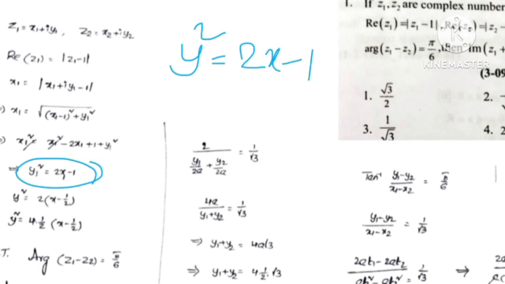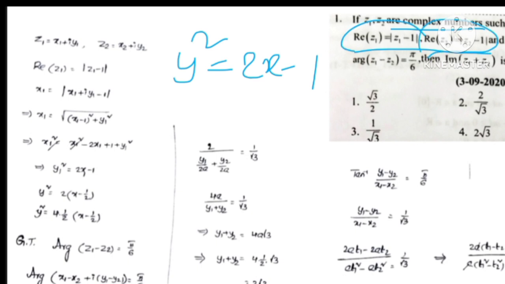Understand all of you? For these two conditions, I am taking the general form, that is y square is equal to 2x minus 1. If Z1, Z2 are the complex numbers which satisfy this condition, then the equation of locus is y square is equal to 2x minus 1. When you replace the complex numbers in the given conditions, you get y square is equal to 2x minus 1. Okay, so this is in the form of a parabola.